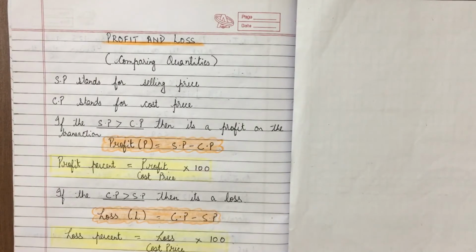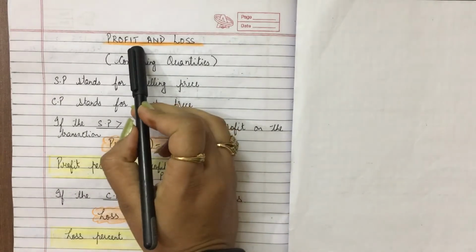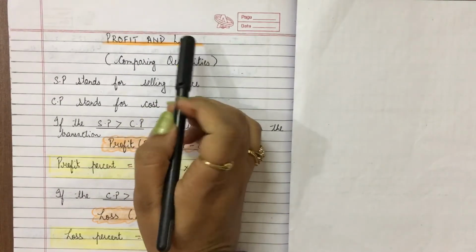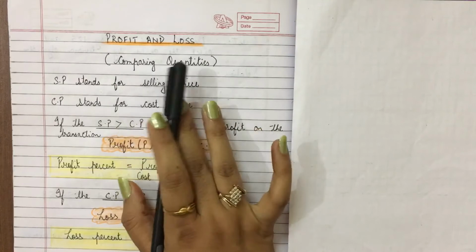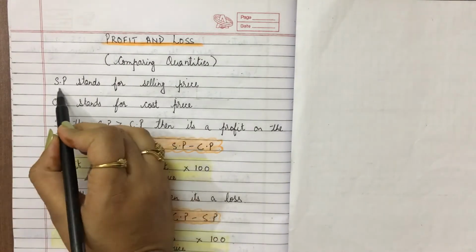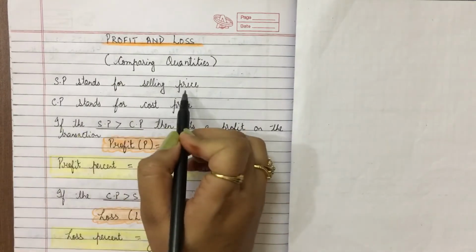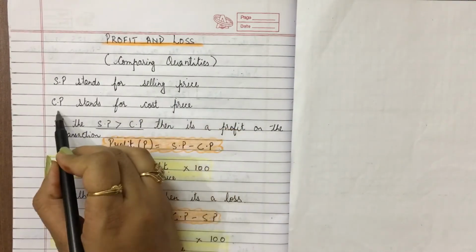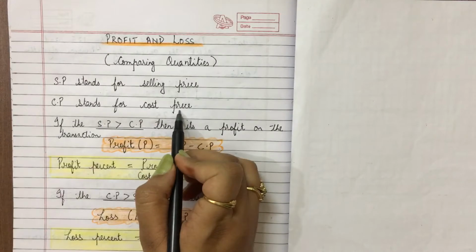Hello everyone. In today's video, I will be discussing with you profit and loss from the lesson Comparing Quantities. Now before we start off with this discussion, there are some basic terms which you need to understand about profit and loss. SP stands for the selling price and CP stands for the cost price.